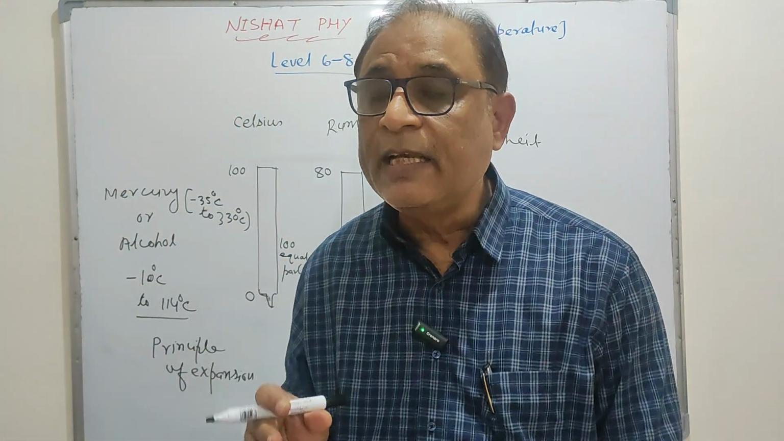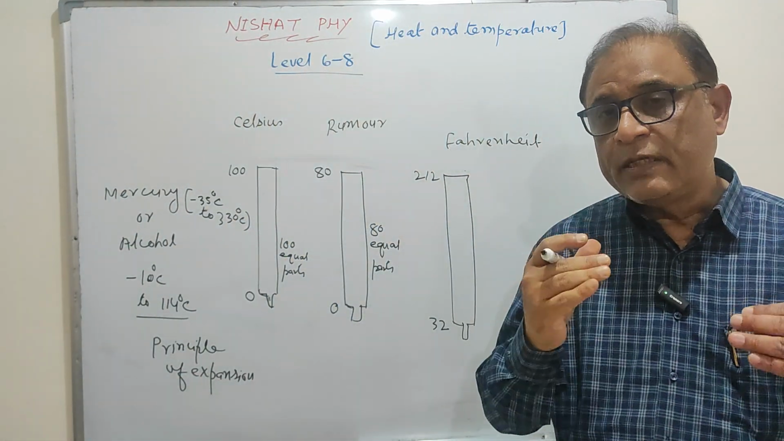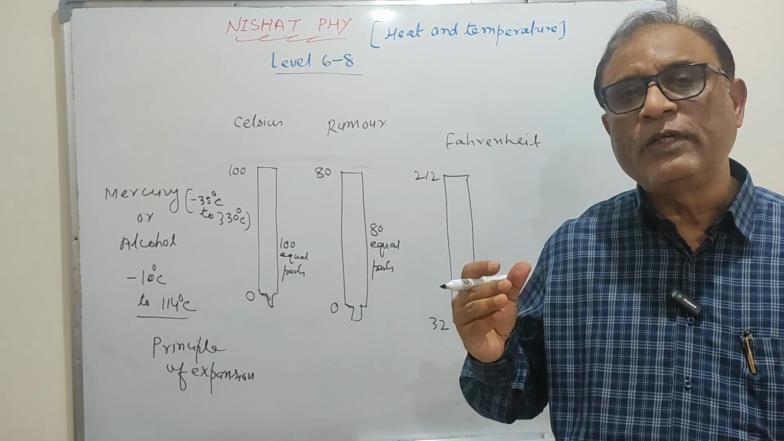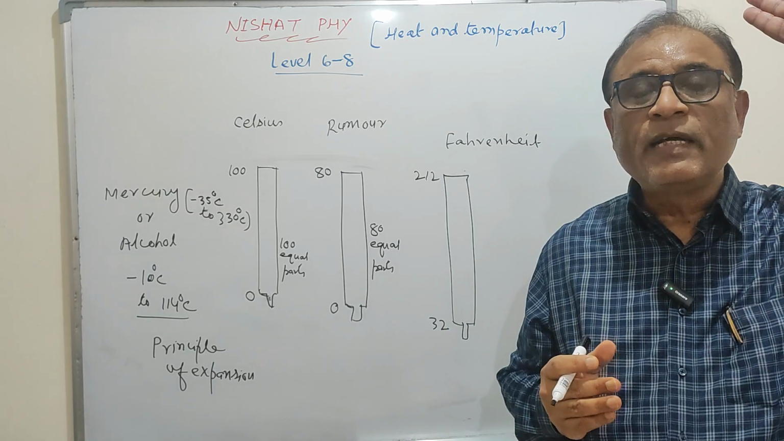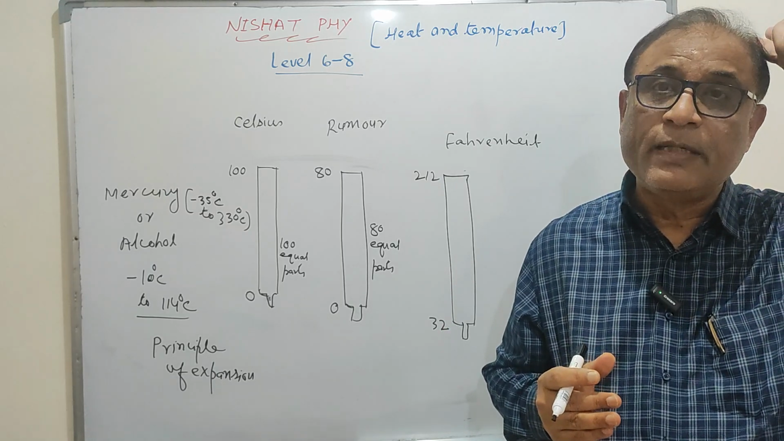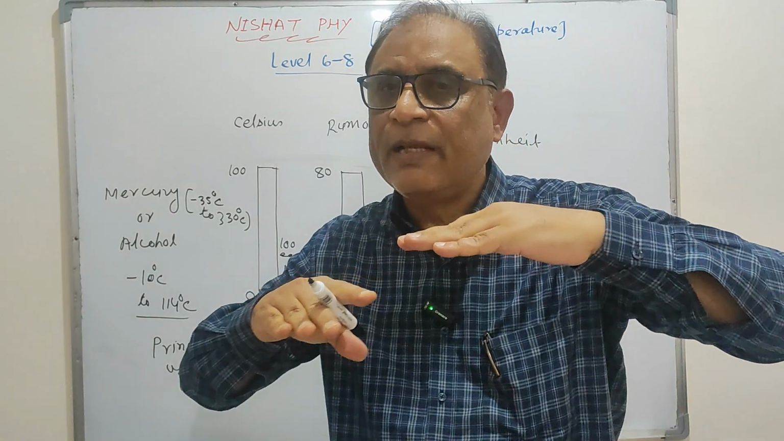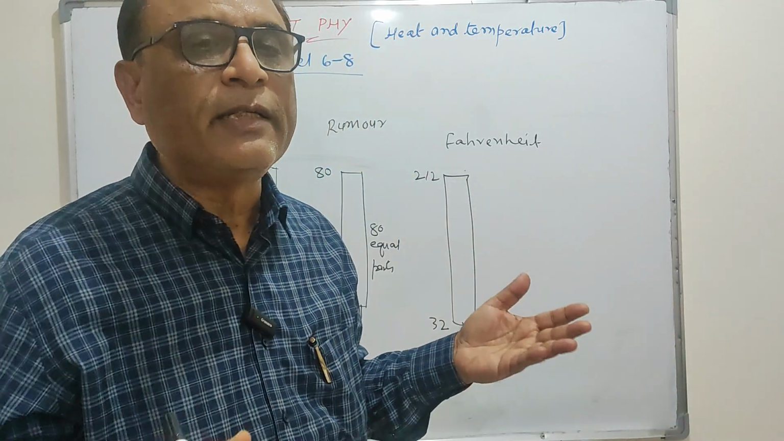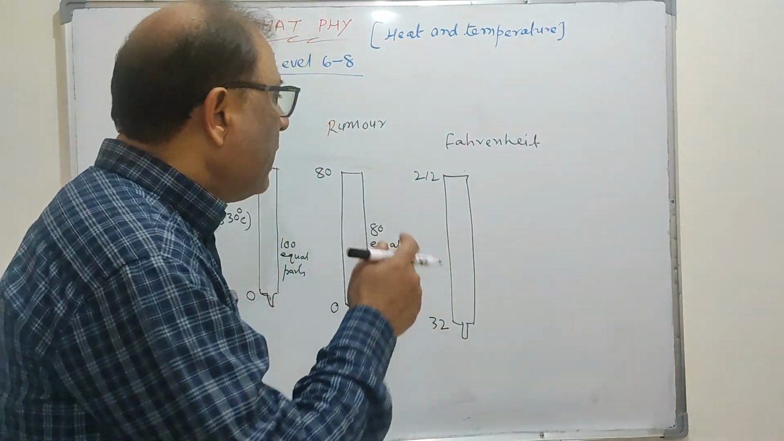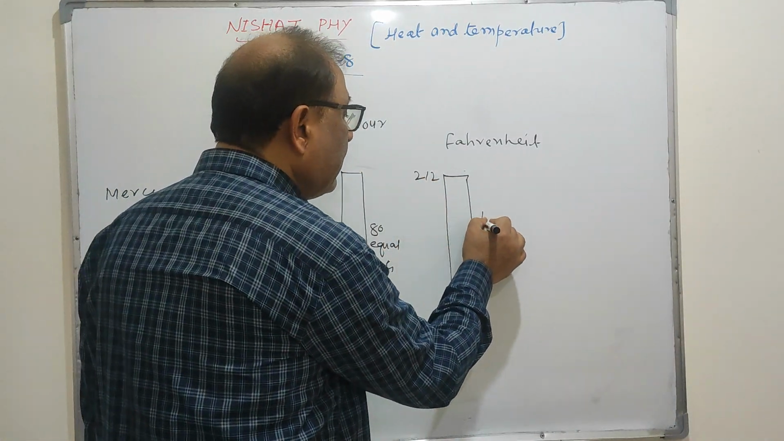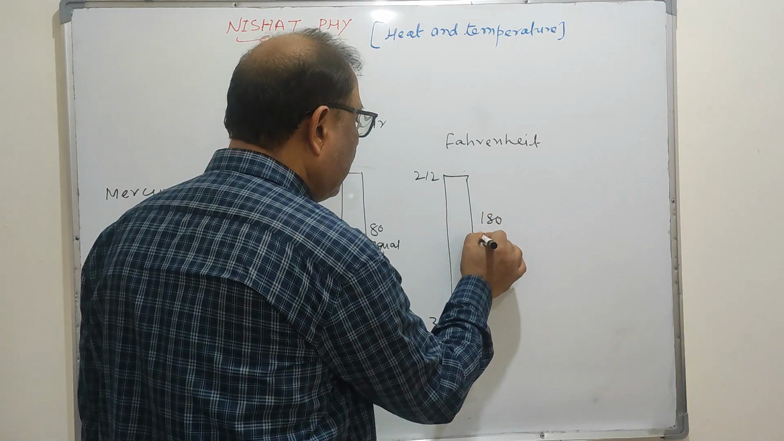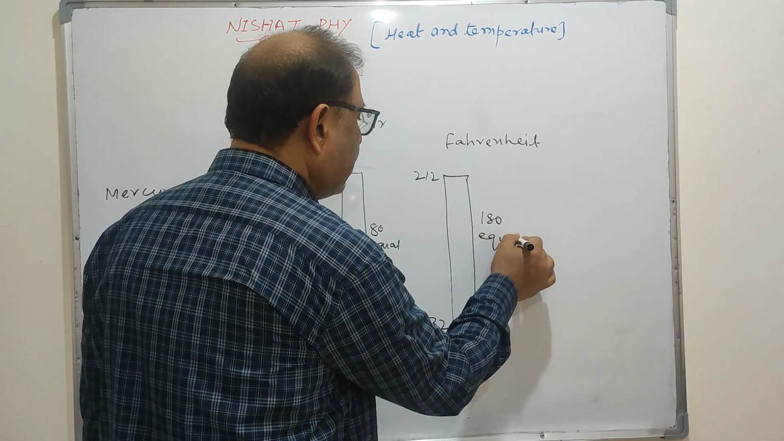Why am I saying sea level? Because the boiling point of water varies with altitude. Going up on the hills, it starts to boil at 80 degrees C. So everything is generally measured at sea level. Many places you have learned about sea level. Okay, then here there are 180 equal parts.